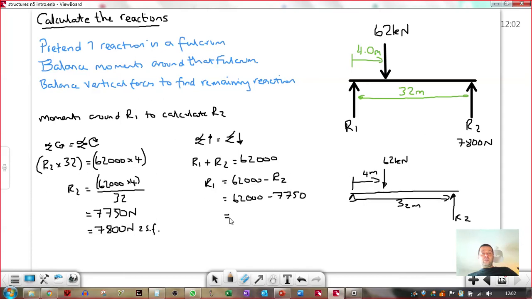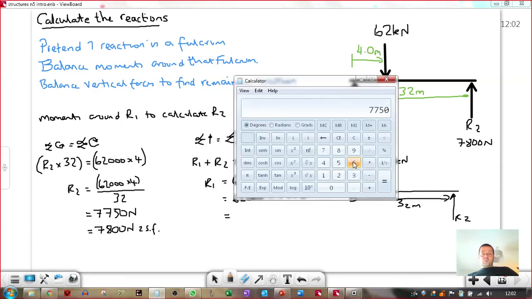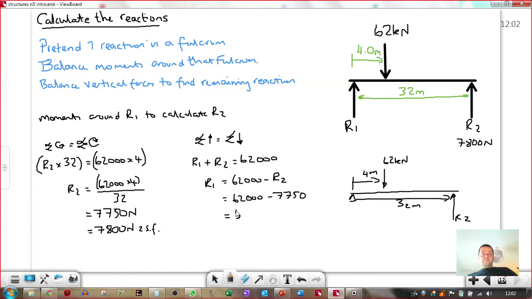7,750. So 62,000 minus 7,750 is 54,250 newtons, and again down to two significant figures that would be 54 kilonewtons to two significant figures.